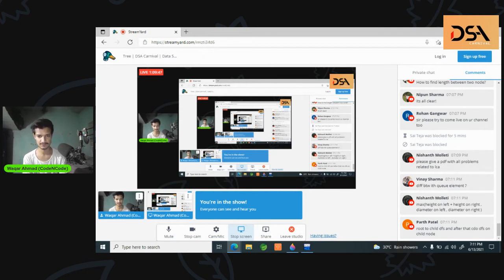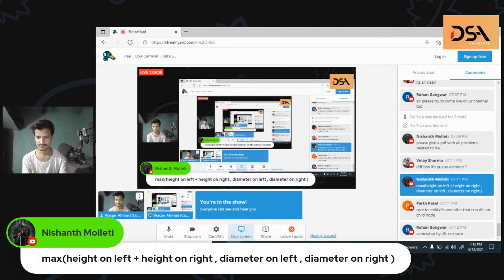Please come again, Vinay. So Nishan says height of left plus right diameter. Okay, height on left plus height on right, comma, diameter on left, diameter on right. So what you are telling is actually a dynamic programming approach. Yeah, this is one way to find it. Nishant's comment says maximum of height of left plus height of right, comma, diameter on left, comma, diameter of right. This is actually a recursive algorithm, which is DP on tree.